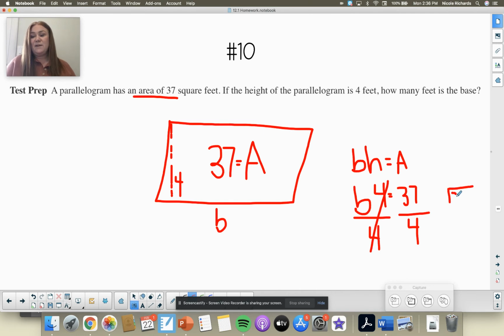So we have 37. And I know that 4 does not go equally into 37. So I'm just going to go ahead and add on a couple decimal places while I'm already there. So we need to see how many times 4 can go into 37. That will equal the base. When I do 4 times the quotient here, that should equal 37.